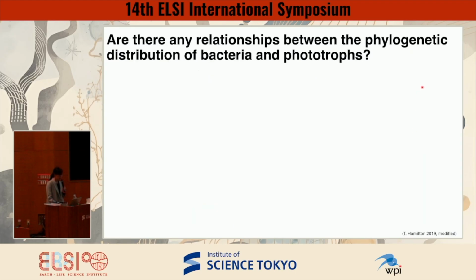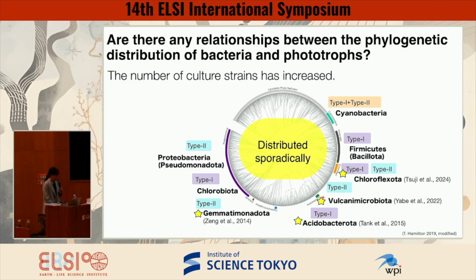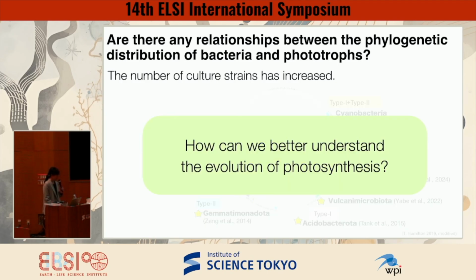Is there any relationship between the phylogenetic distribution of bacteria and phototrophs? Here is the bacterial phylogeny showing phototroph lineages and the type of reaction centers they possess. As you can see, phototrophs are sporadically distributed across the bacterial phylogeny, making it difficult to identify a single common evolutionary pattern. Recently, the number of cultured strains has increased, but the distribution is still scattered, and it raises a fundamental question. How can we better understand the evolution of photosynthesis?